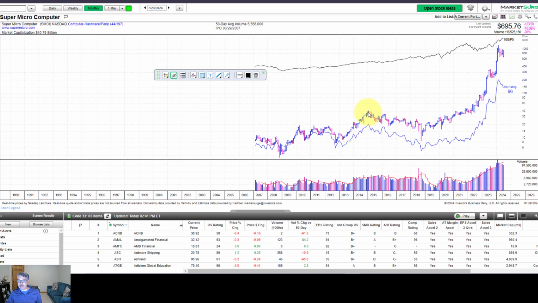And look at this wonderful base from early 2015 all the way to 2021 or so. Here's your nice cup. Love this nasty shakeout in 2018 and 2020 that shook out a lot of the weak hands. Here's a picture perfect handle, and here's your breakout. We'll look at that cup with handle in detail in the next video.